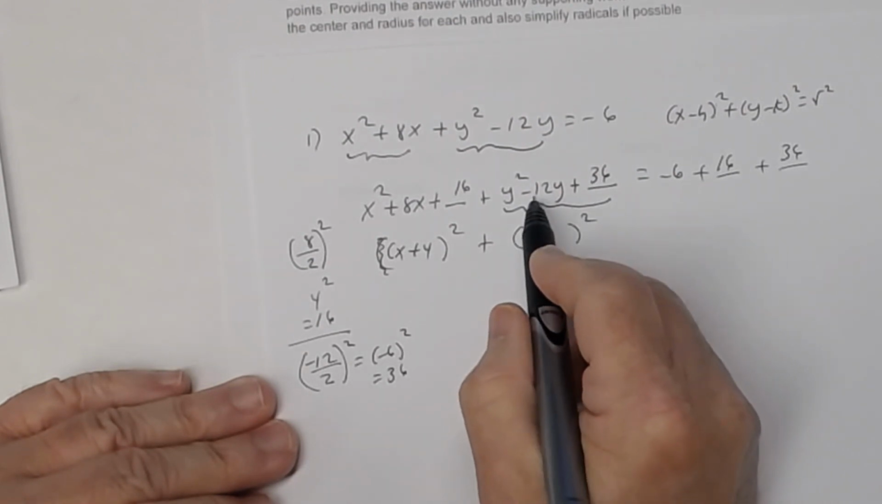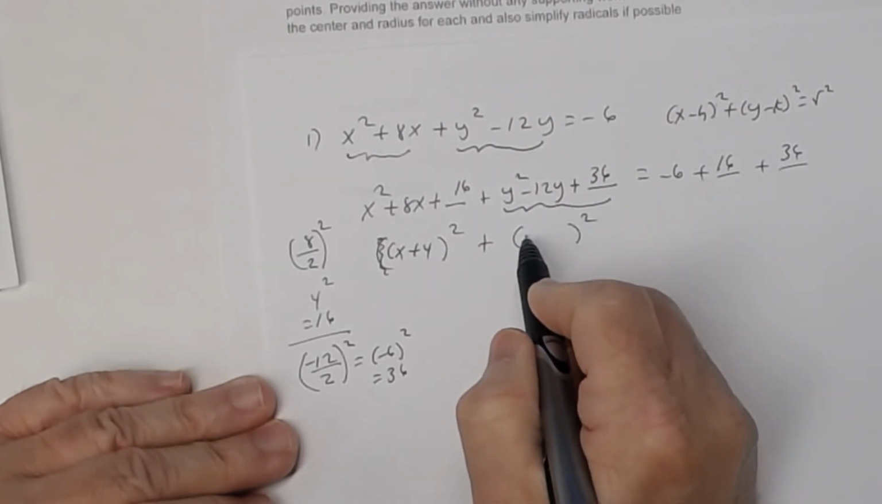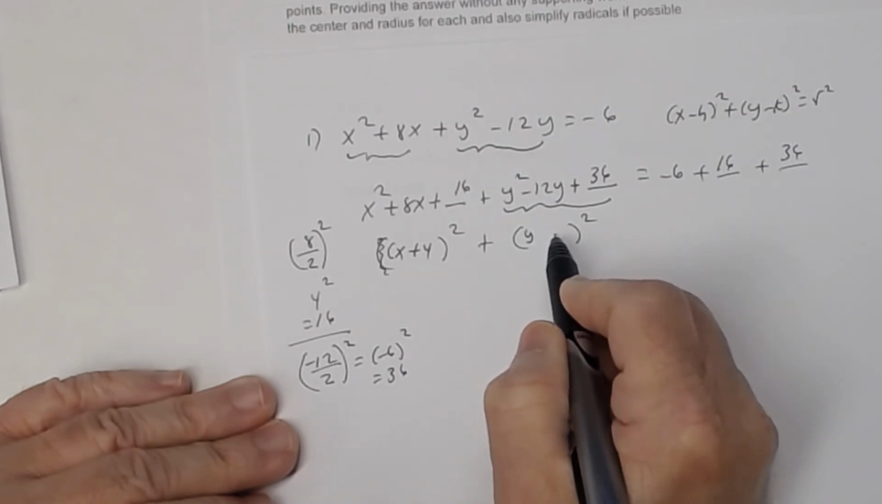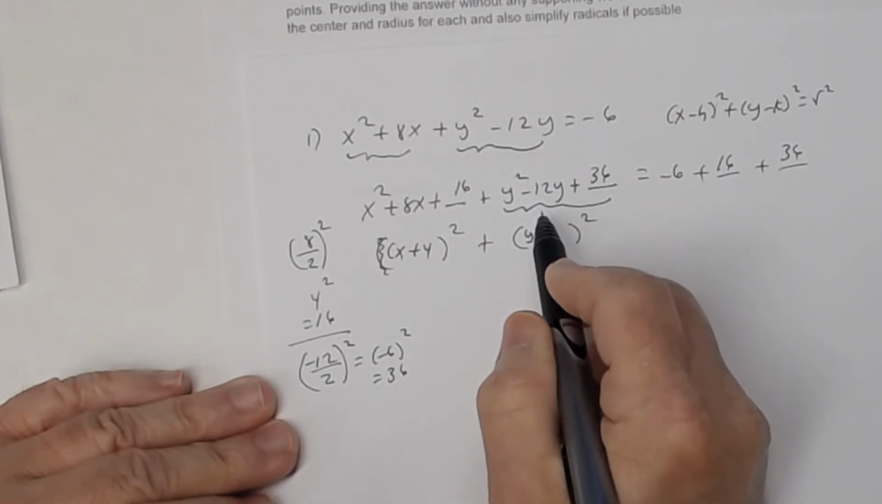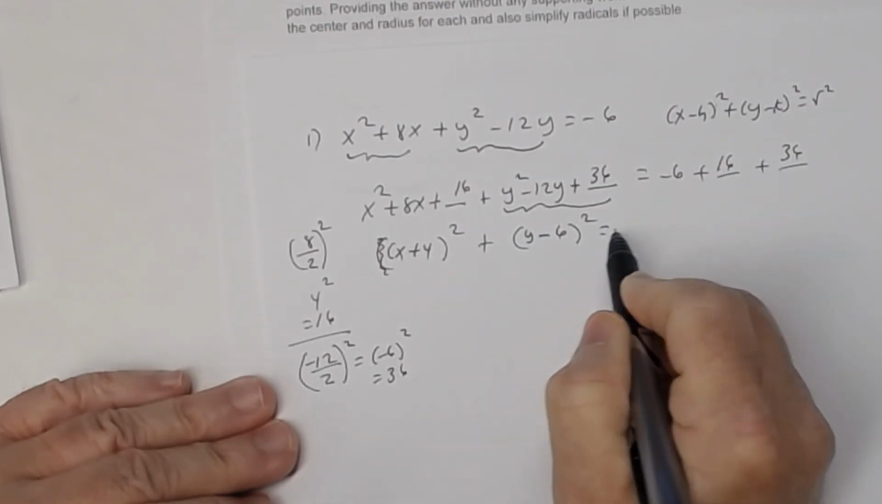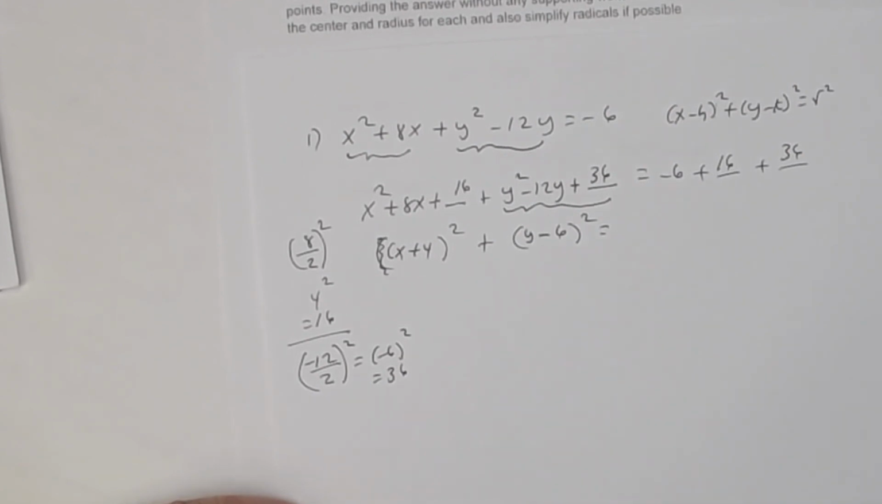And so be careful though. Remember, that's a negative 12y. So saying y plus 6 is not going to work, because y plus 6 does not give you a negative 12y, but y minus 6 does. All right, and then that's going to equal, and then you just add those three numbers.